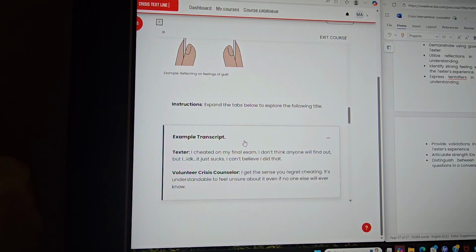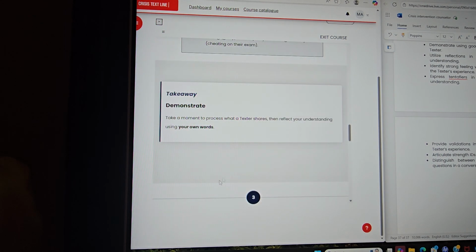Example, reflecting on feelings of guilt. Example transcript. Texter: I cheated on my final exam. I do not think anyone will find out, but I don't know. It just sucks. I can't believe I did that. Responding, the crisis counselor would say: I get the sense you regret cheating. It's understandable to feel unsure about it, even if no one else would know.